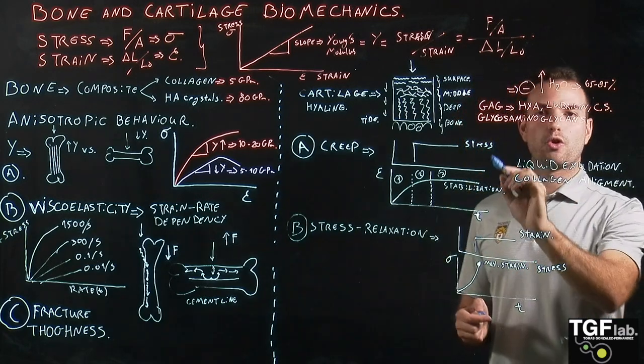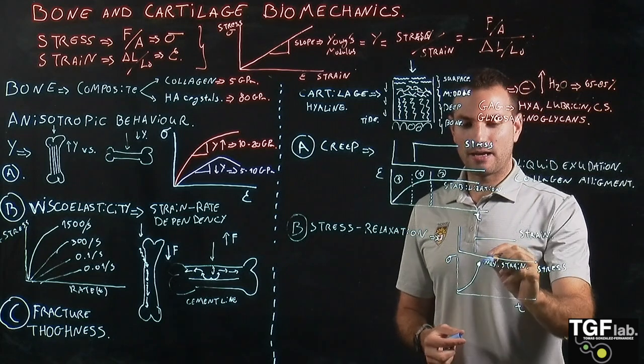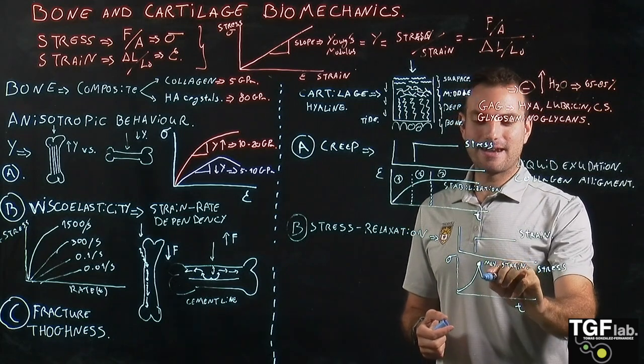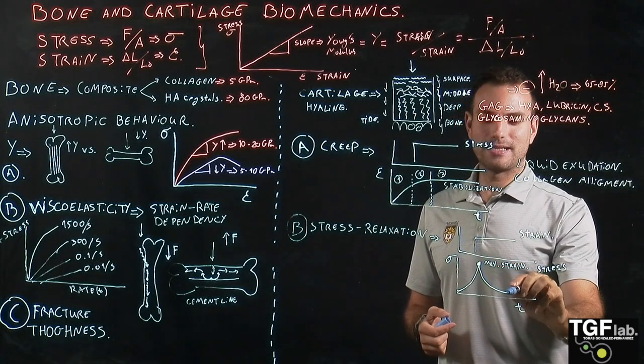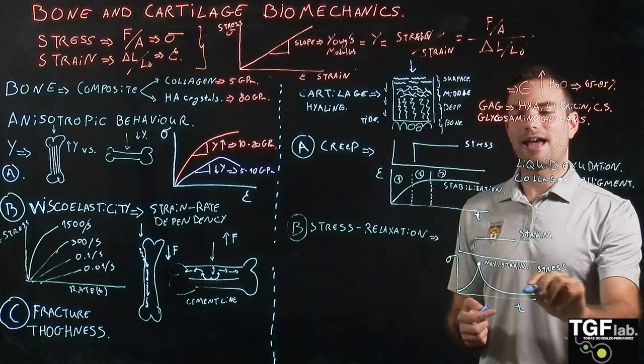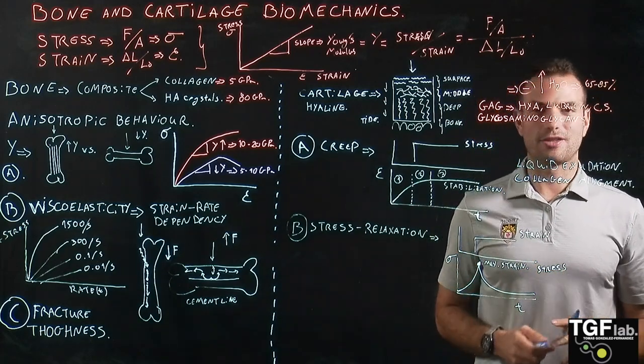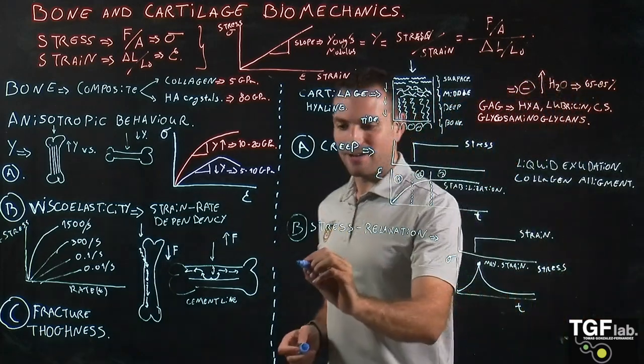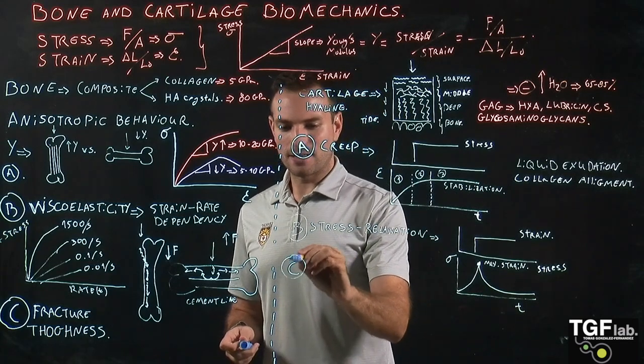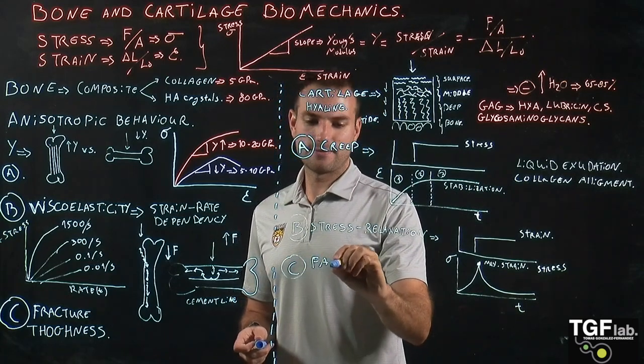And then due to this water content and to the presence of the glycosaminoglycans, it's going to come back to its initial shape and is going to stabilize in a curve similar to this one. And finally, the last test that I wanted to look at is the failure test.